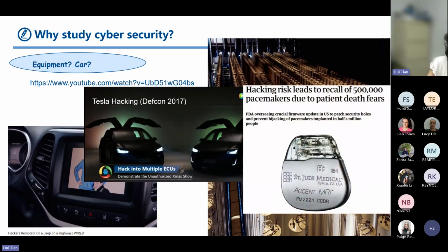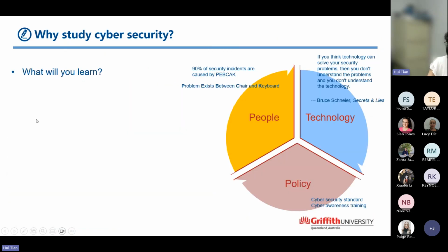And the last picture is about a pacemaker. This is about a security hole existing in a pacemaker that has been implanted in 500,000 people. It is a very tiny thing, but the system has a security hole. So now you can see there are security problems in every type of system and equipment around our lives, which really makes our cyber world quite vulnerable. That's why we should learn this subject, and cybersecurity is really important.